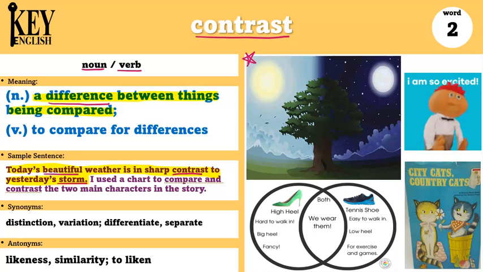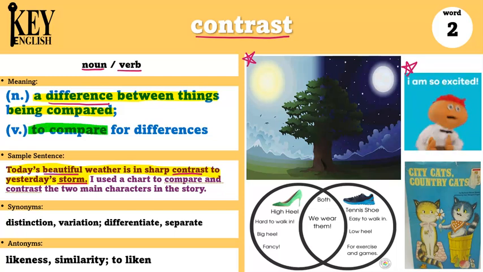I could also say there is a big contrast between day and night. There are very big differences between the two times of the day. Or I could say his calm voice was a contrast to his excitement. So maybe he looks like he's very excited, but he's speaking very calmly. So it's a big difference between two things.